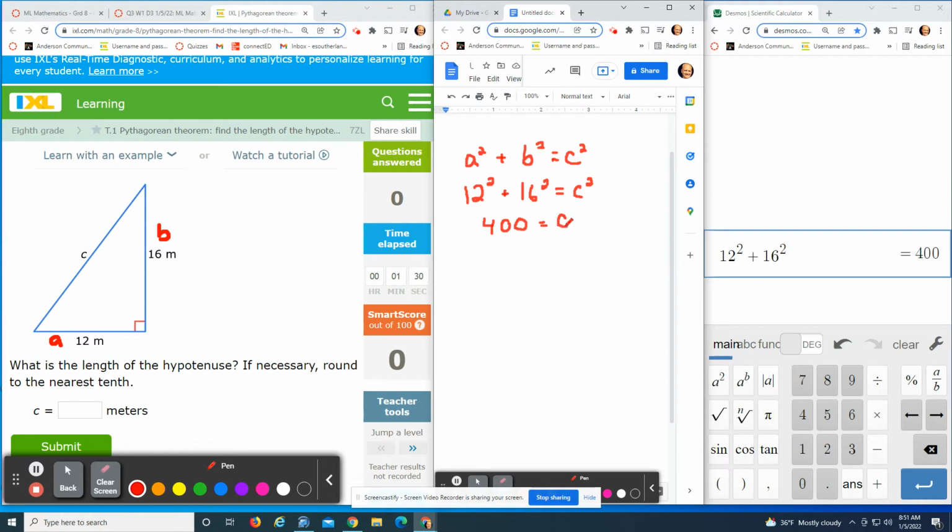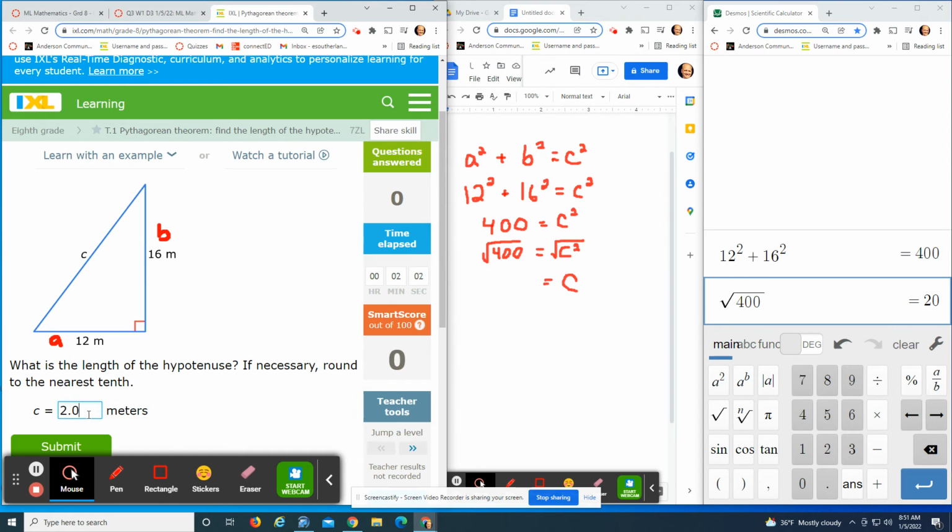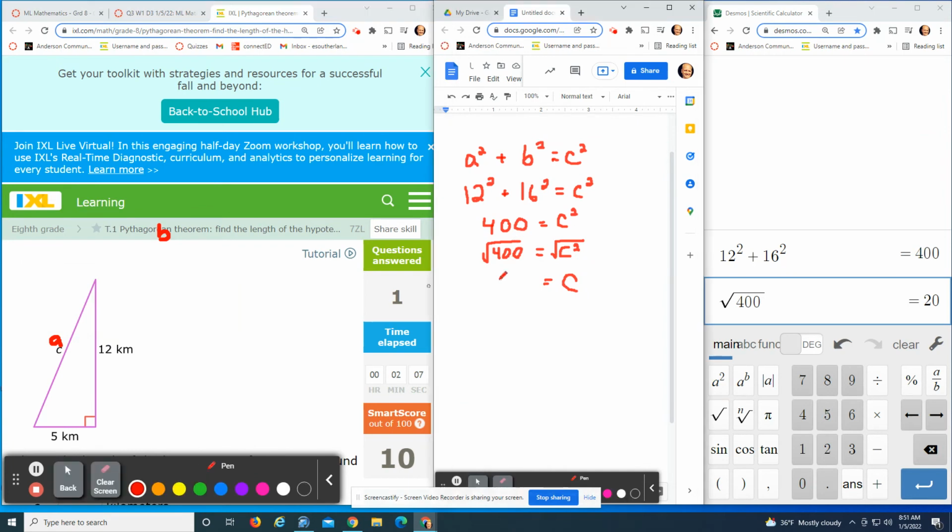And then the last and final step would be to do the square root. So the square root of 400 and the square root of C squared. The square root of C squared is always just going to simply be C. And then on your calculator, you would type in square root 400. It equals 20. Over here, you'd type in 20. And you'd see that you're correct. And that's how you do these problems.